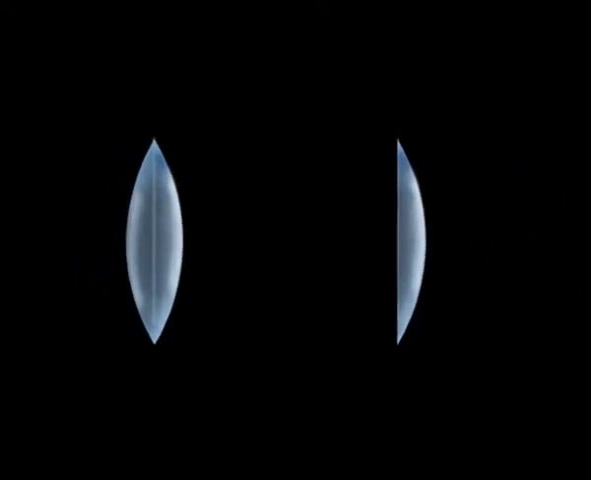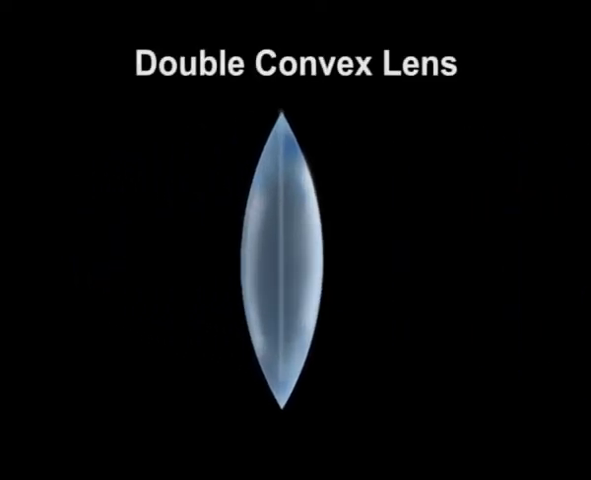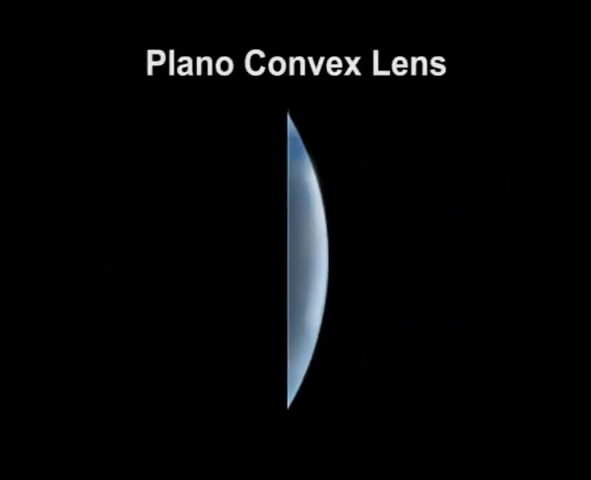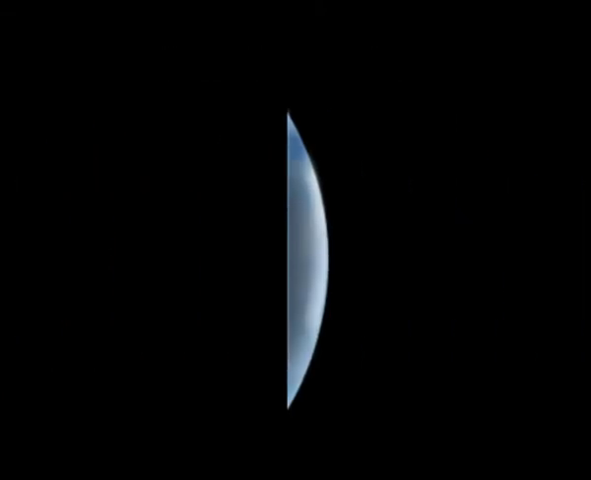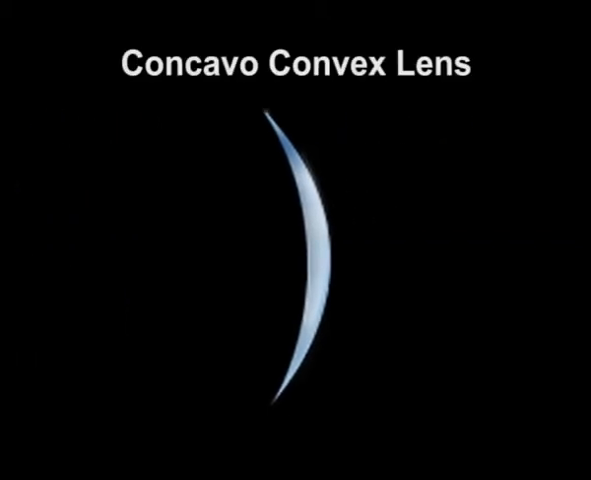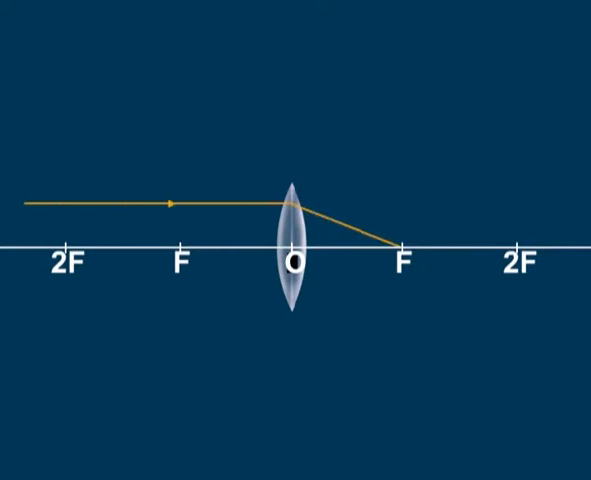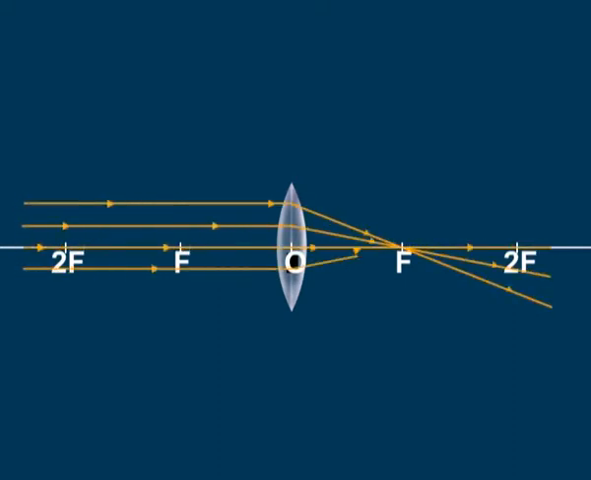One is called double convex lens. Other one is called plano convex lens. And the third one is called concavo convex lens. When a light ray is incident on such convex lenses, it converges. That is why these are known as converging lenses.